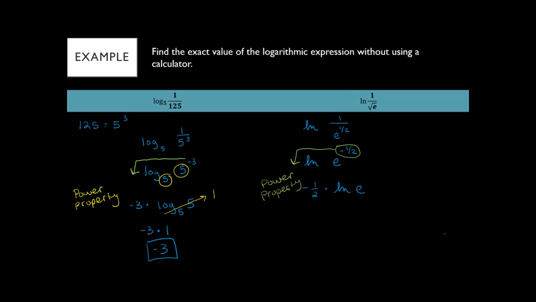And then this is, again, rule number 2 that doesn't officially have a name, where your natural log has a base of e. So the natural log of e is equal to 1. And so that just disappears, which leaves you with an answer of -1/2.